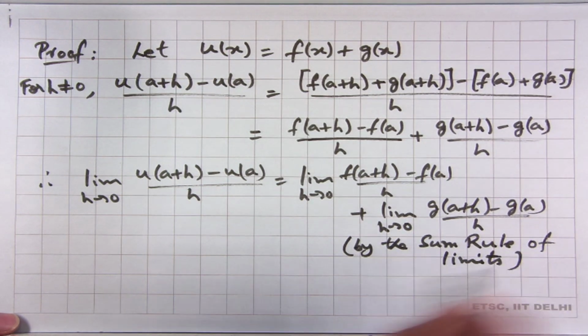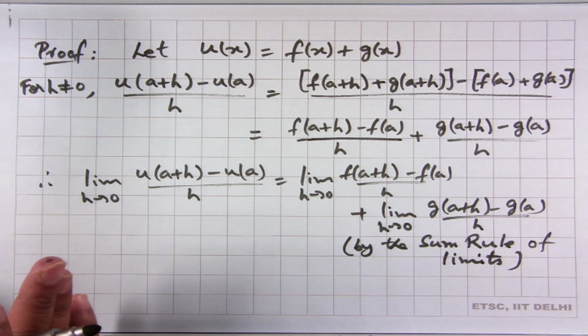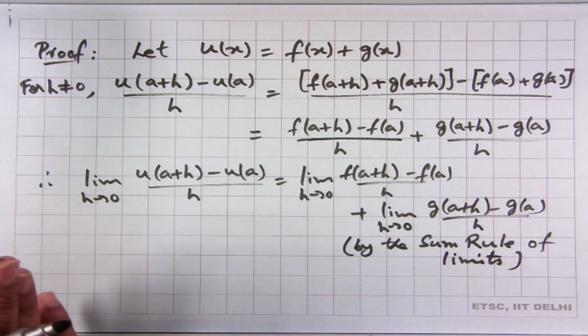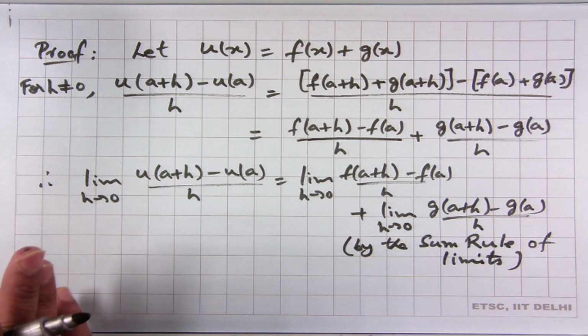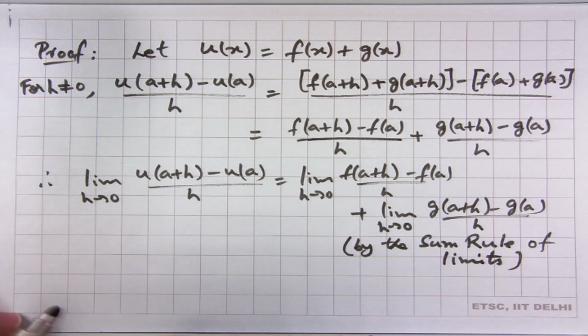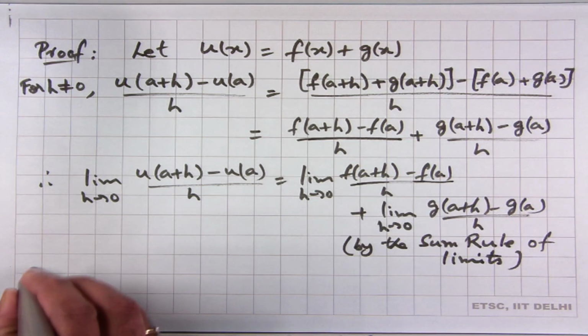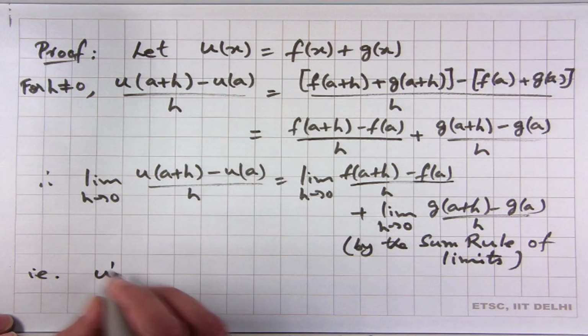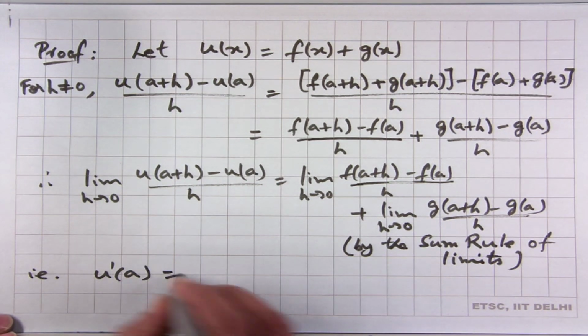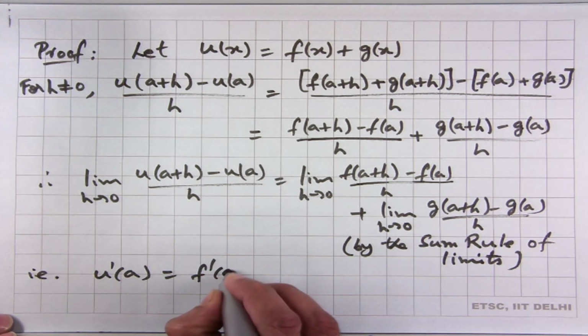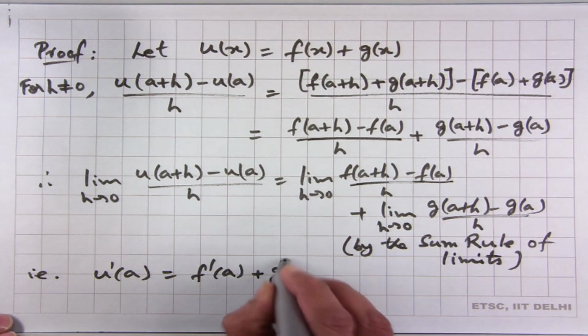Right. We have seen for limits that if the limit of f(x) and g(x) exists at some point, then the limit of the sum also exists, and the limit of the sum is the sum of the limits. So, that is what we are using, and this is the same thing as saying that u prime a exists and is equal to f prime a plus g prime a.